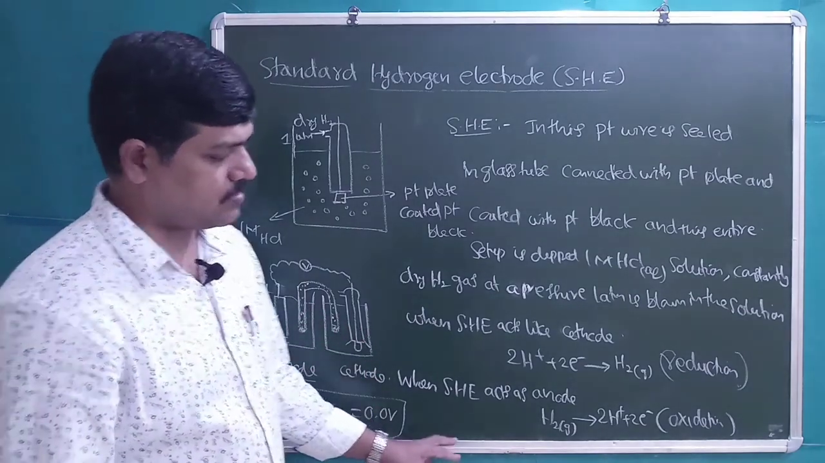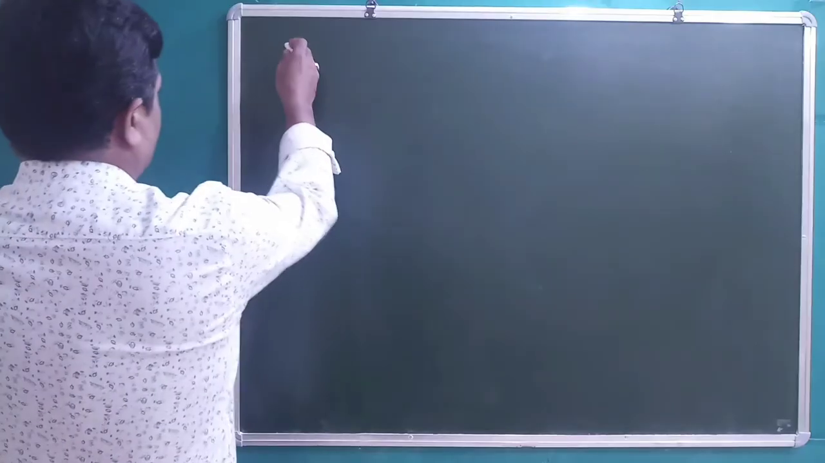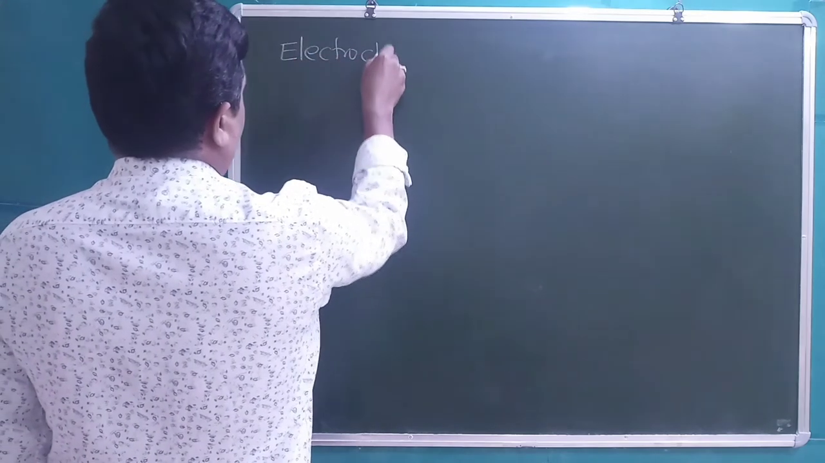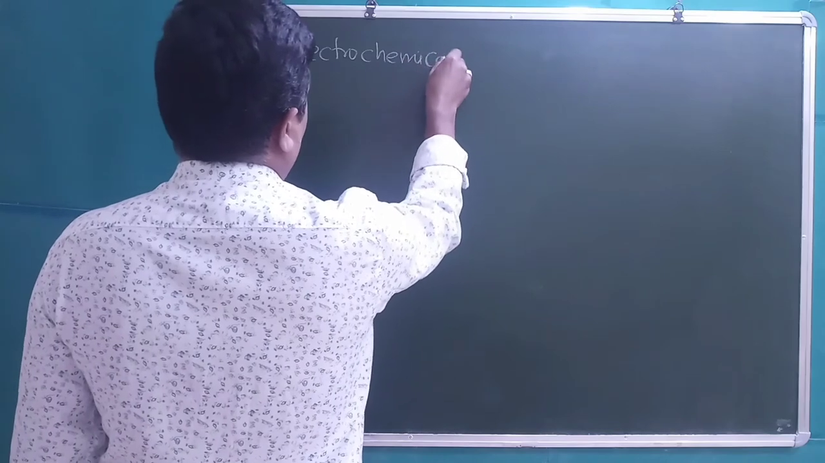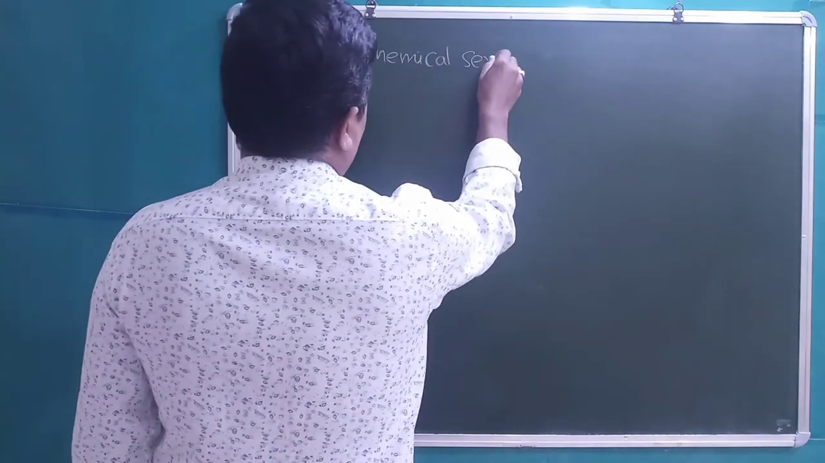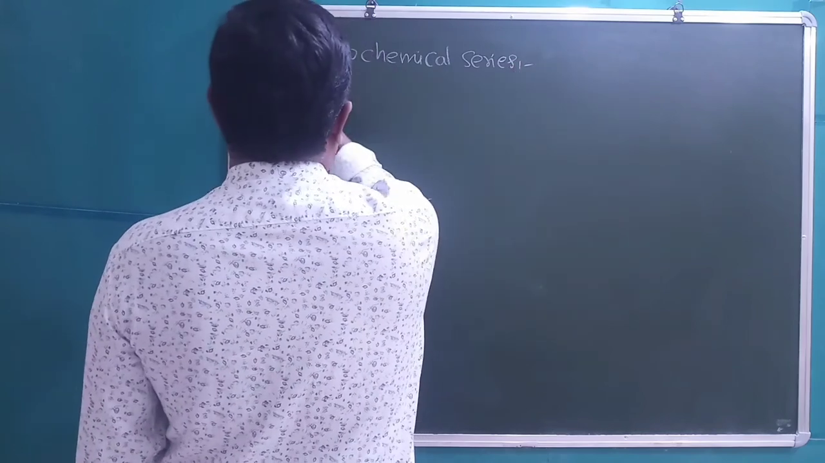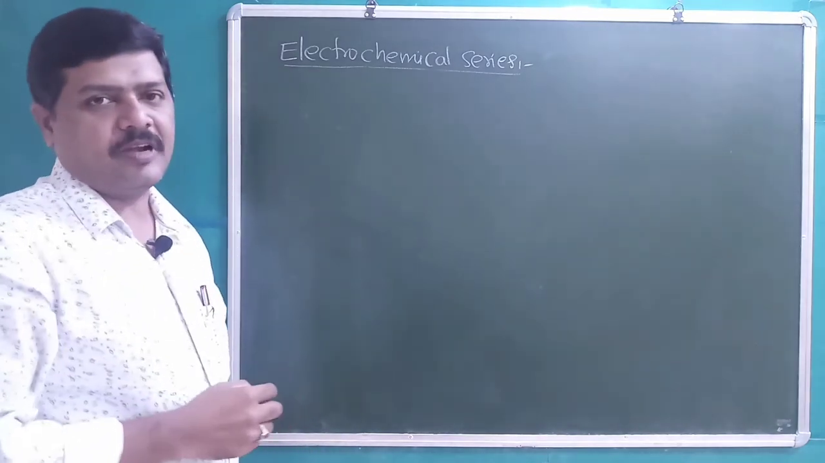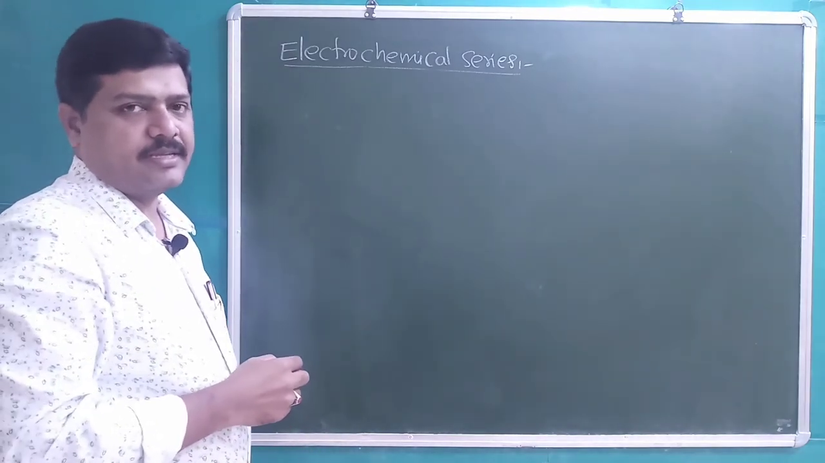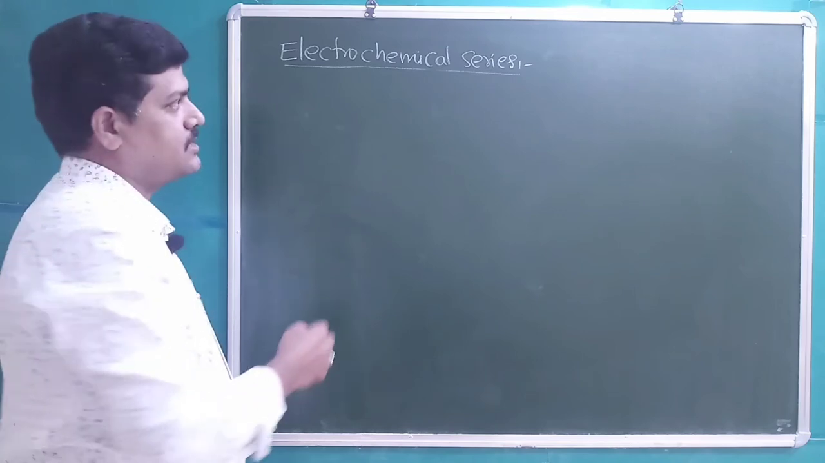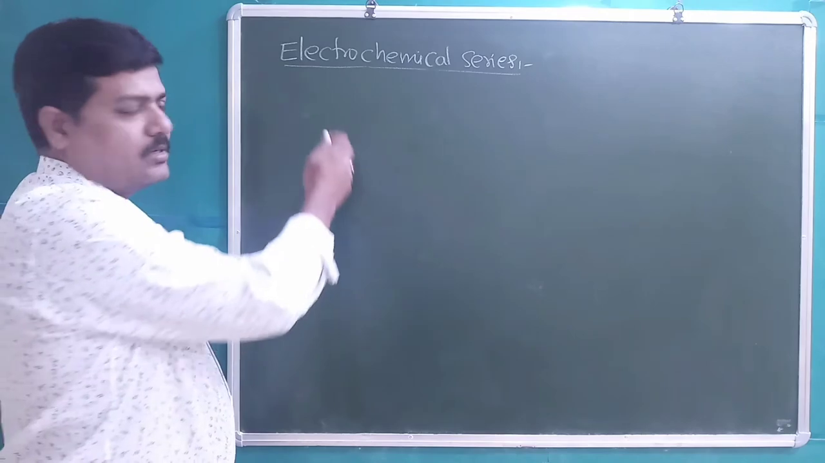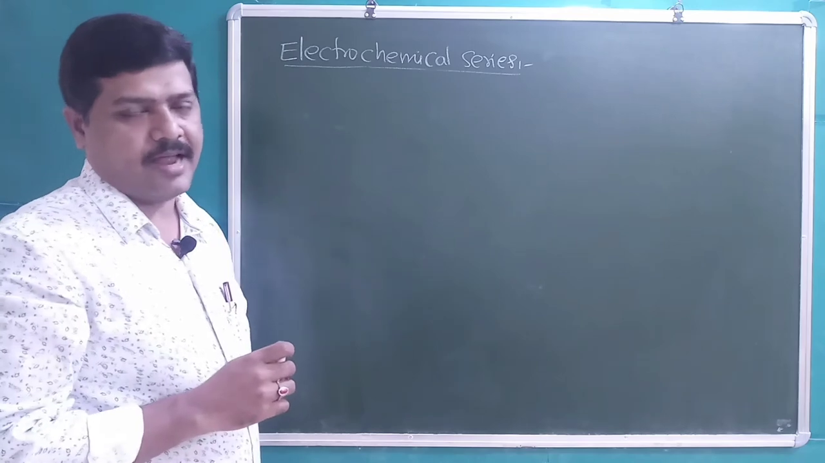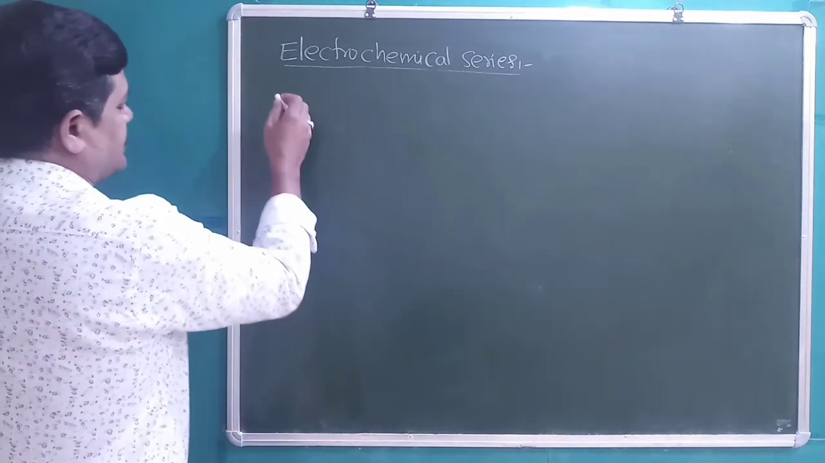Students, next let us discuss the electrochemical series. Different elements are arranged in decreasing order of their reduction potentials, from higher to lower reduction potential values. That is known as the electrochemical series.